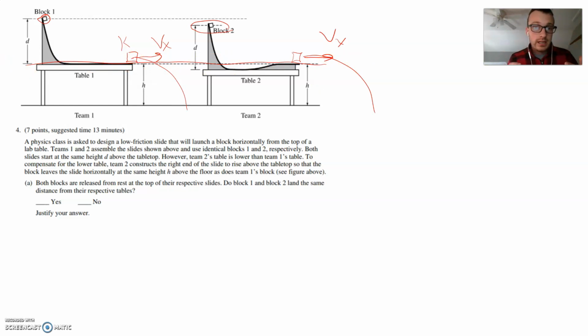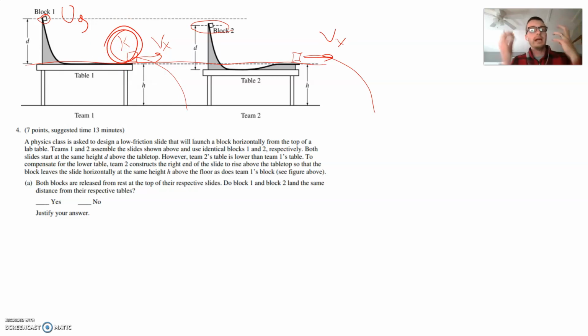So let's get to the big idea. Which block started higher above that reference line? Answer, block 1. Therefore, block 1 started with more potential energy relative to that launch height than block 2 did. And if it started with more potential energy and there's no friction, which it says there isn't, then that means it's going to have much more kinetic energy as it's going off the table. Therefore, it's going to go farther.